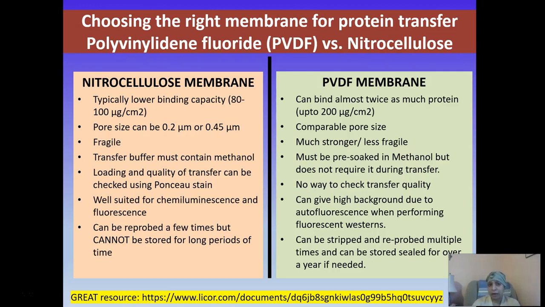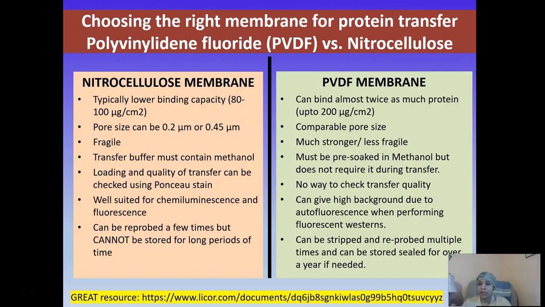Now, what is that membrane made of? Well, again, you have some choices that you can make. There are two different popular choices for the membranes for protein transfer. One is the nitrocellulose membrane, and the other is the PVDF membrane. The biggest thing about these two, both of them work well, both of them work great. Nitrocellulose is going to be a little bit more fragile, so you're not going to be able to reprobe it too many times, and you won't be able to store it for longer periods of time. However, it gives you really good quality results.